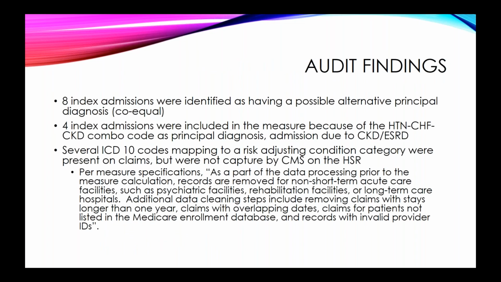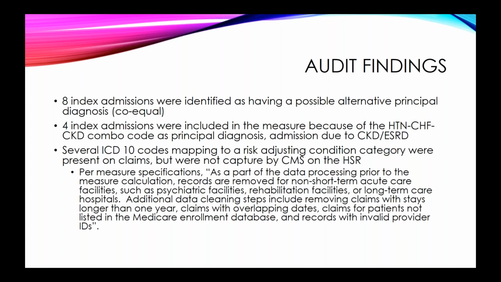So some of the findings that we found while doing this, we had 8 index admissions. So we looked at 100 patients. We had 8 out of 100 that were identified as having a possible alternative principal diagnosis, either pneumonia or, let's say, respiratory failure or something like that. So that was an opportunity as well, and we need to do a little bit more study to find out what the impact is if we chose a different co-equal diagnosis over heart failure, because that could potentially impact some other measures.